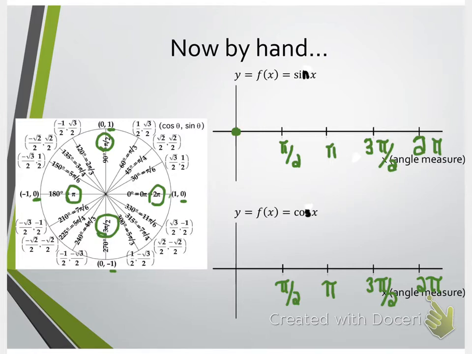So I do need to put a scale on my y-axis. This is going to be 1, and this is going to be negative 1. So at pi over 2, the y value is 1. At pi, the y value is 0, so back down here. At 3 pi over 2, the sine value is negative 1. And at 2 pi, we're back to 0.